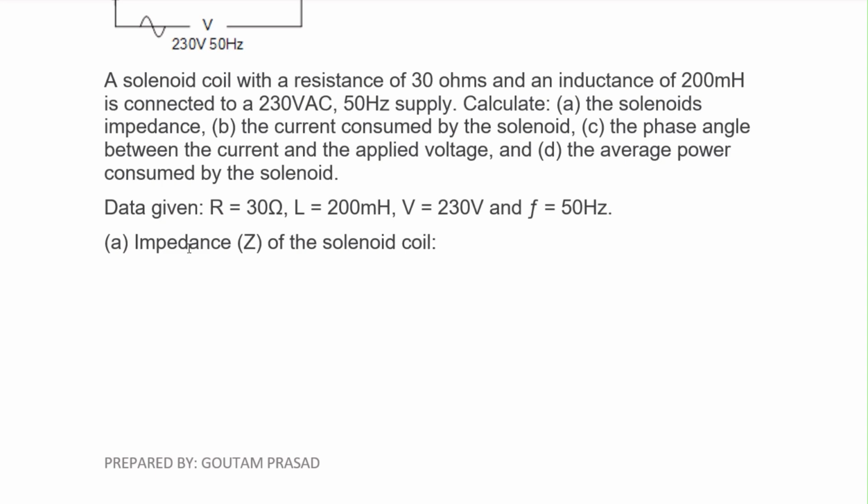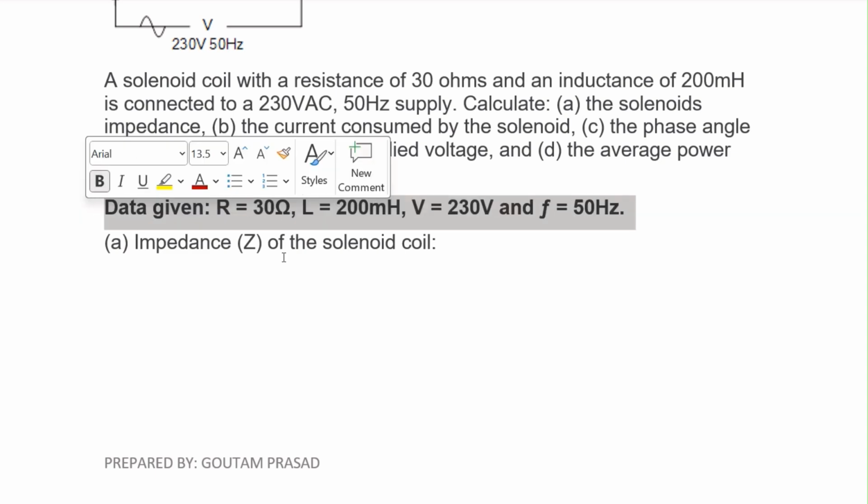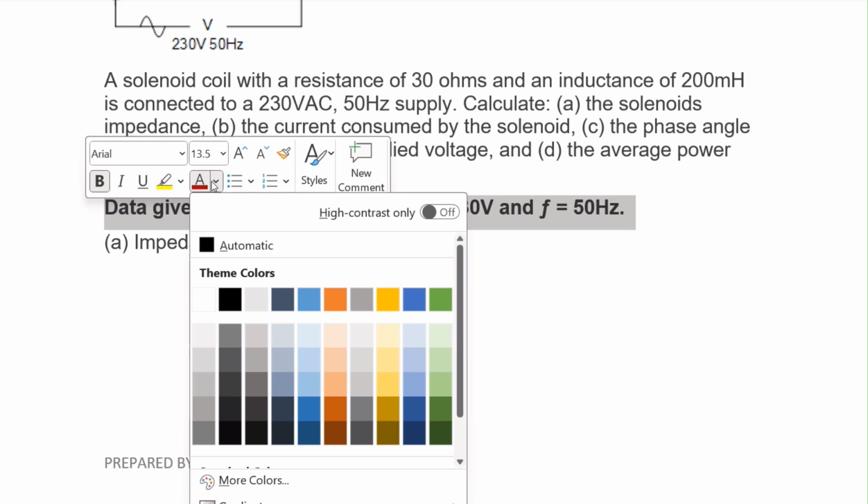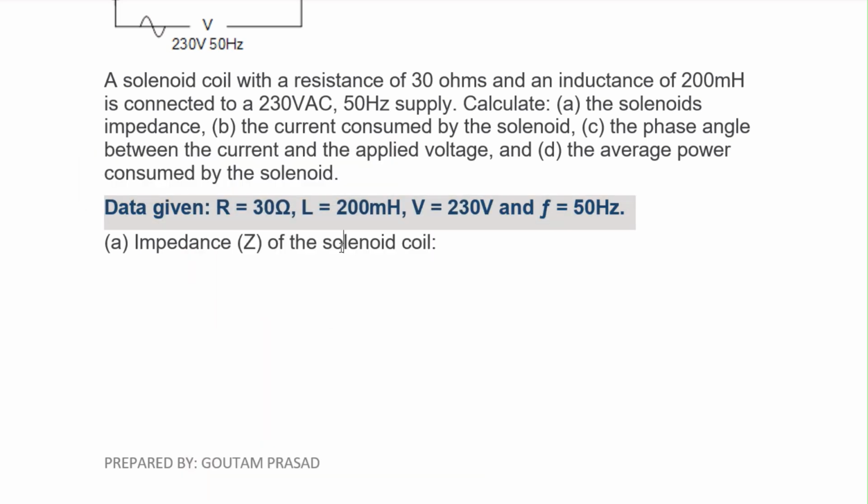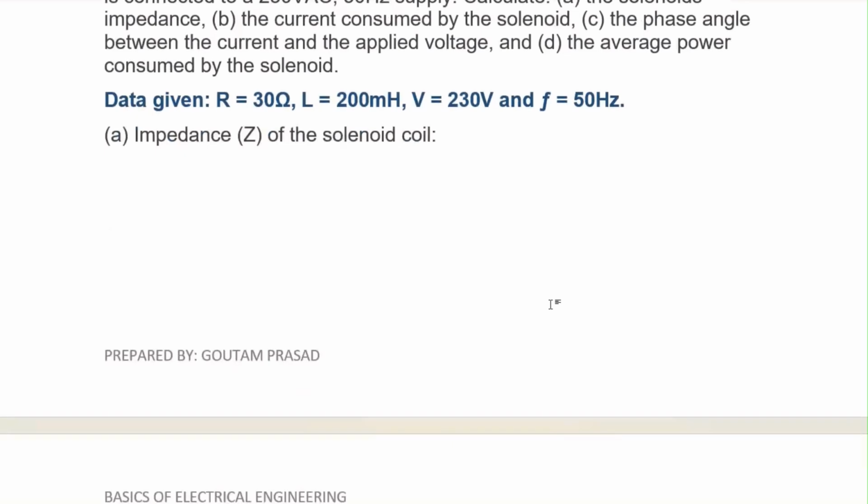So what is given first? Whenever you are calculating something, you just have to summarize certain things. So the given data is R is 30 ohm, L is 200 millihenry, V is 230 volts, F is 50 hertz.